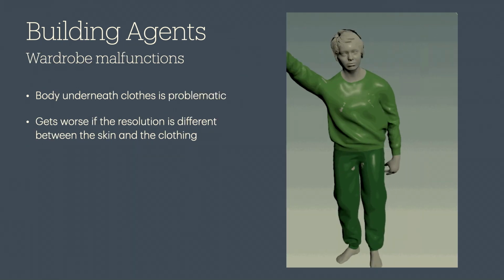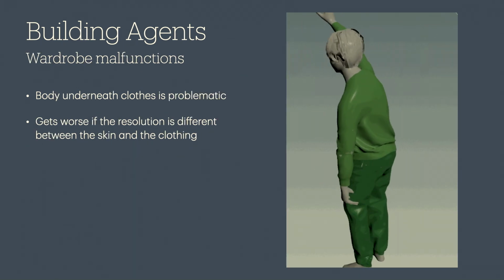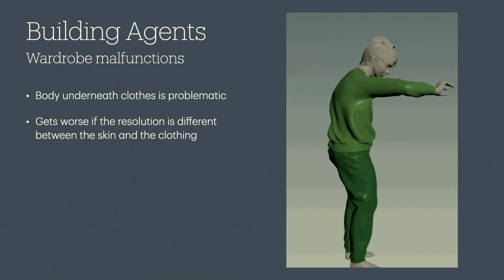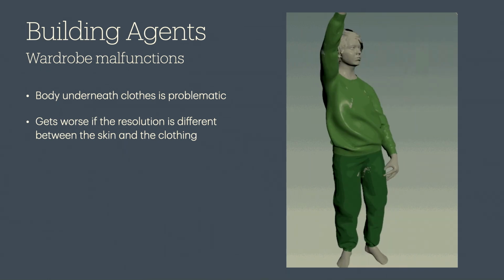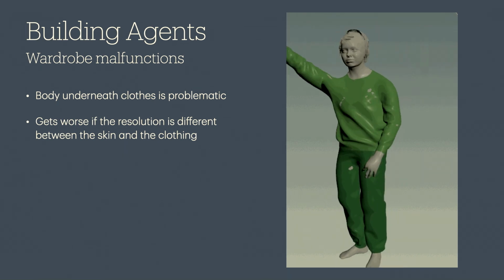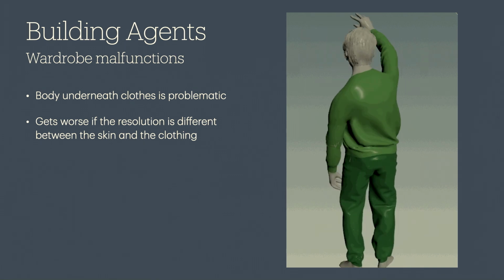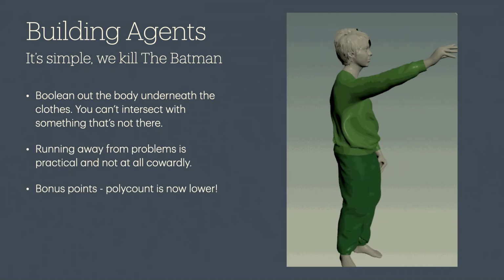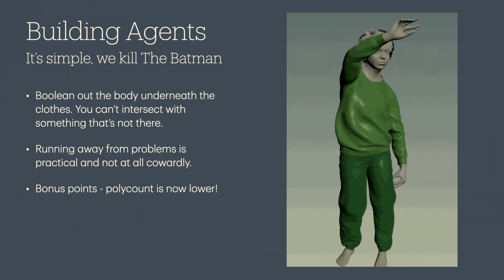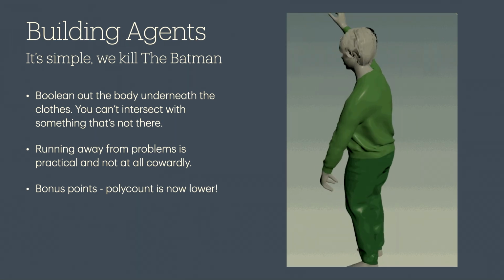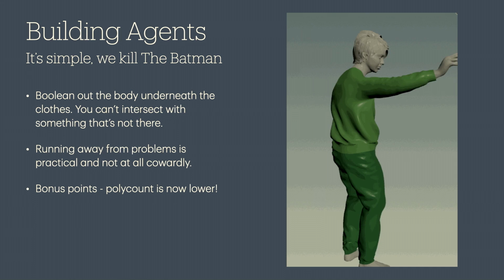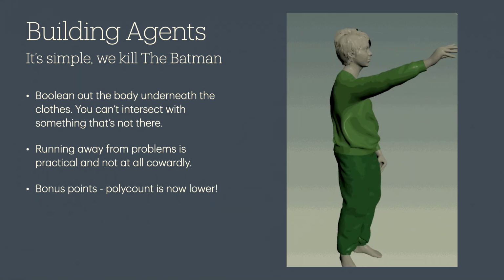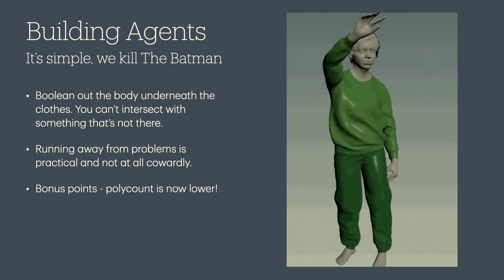Once we pull the clothes onto the agent, we may see skin poking through the clothes, particularly if the resolutions of the meshes are different. This is really if you start poly-reducing things down, things will poke through. How do we deal with this? Nothing too fancy, we just boolean out the body mesh where the clothes sit over the top. Problem solved. Plus, it will reduce the poly count of your agent, which is always nice.